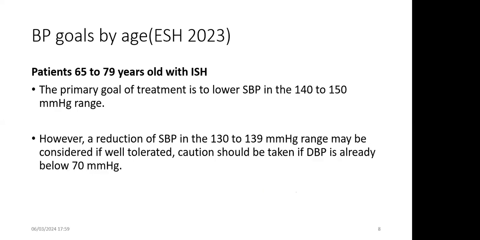So patients who are 65 to 79 years of age with isolated systolic hypertension, like I mentioned already before, the primary goal of treatment is to lower our systolic blood pressure to 140 to 150. Okay, that's a range we would like to bring it to. If the patient has an isolated systolic hypertension, where we are having systolic blood pressures out of range but the diastolic is normal, we'll want to have the systolic between 140 to 150. However, a reduction of systolic blood pressure to a range of 130 to 139 may be considered okay if the patient can tolerate our antihypertensives, okay?